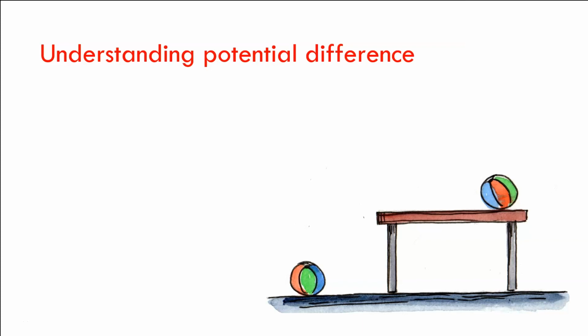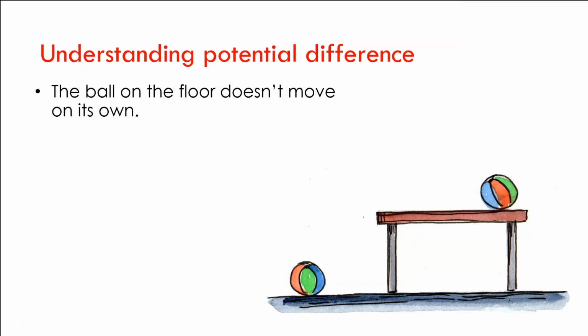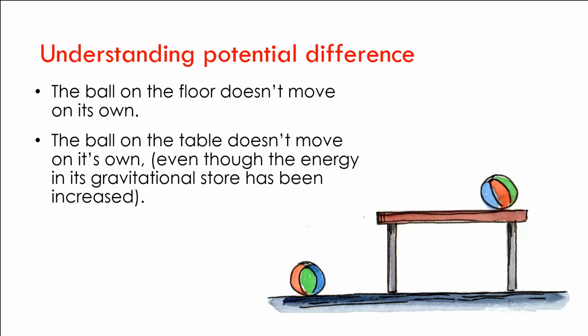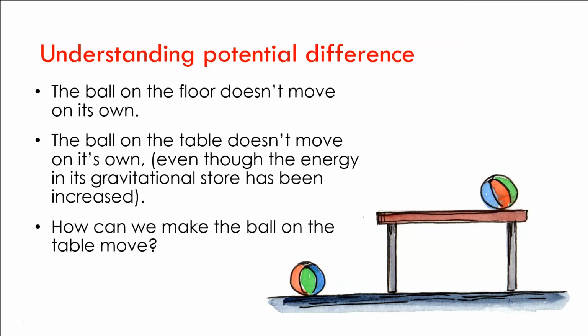So here is our first model to help us with our understanding of potential difference. Consider a ball on the floor and a ball on the table. The ball on the floor doesn't move on its own. The ball on the table doesn't move on its own, even though the energy in its gravitational store has been increased. How can we make the ball on the table move?